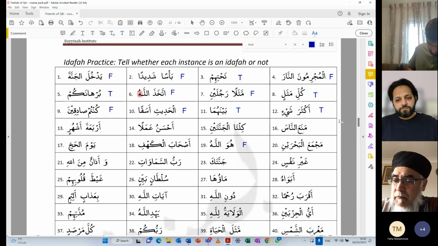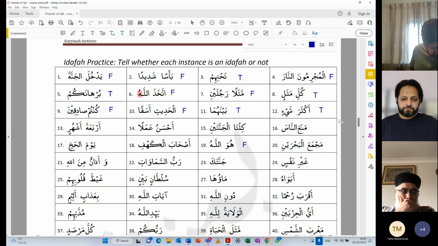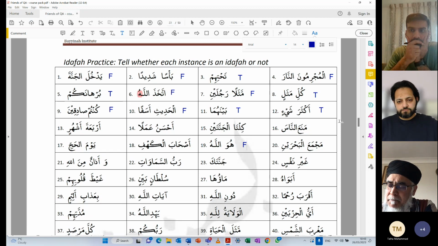Sir, in the last message on WhatsApp, we said the independent pronoun always comes first, right? So in this word, huwa is an independent pronoun, right? So it will come first before the ism, correct? Correct. Then it actually satisfies the condition of an idafa, of an independent pronoun. Huwallahu. I'm not talking about mudaf and mudaf ilayh, but I'm just talking about why it can't be idafa, because it has an independent pronoun which is coming before an ism.